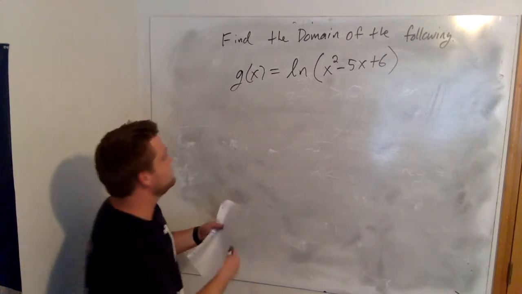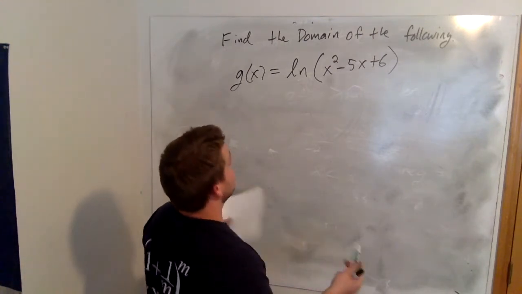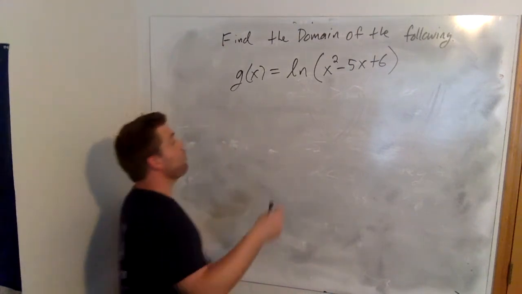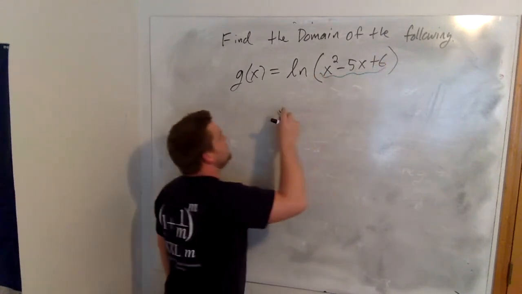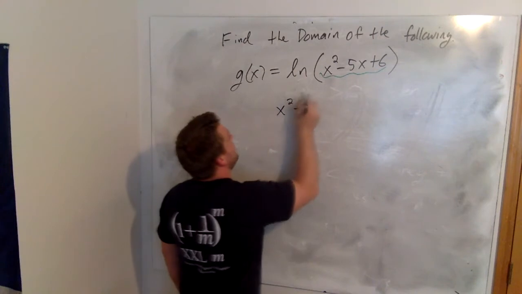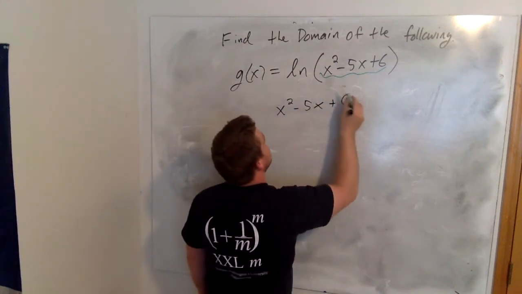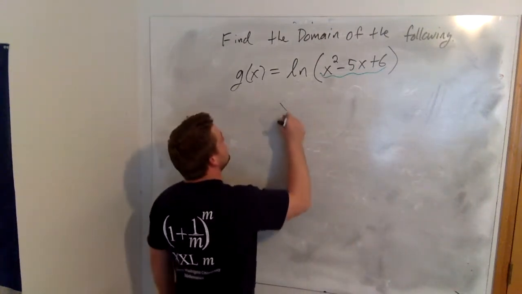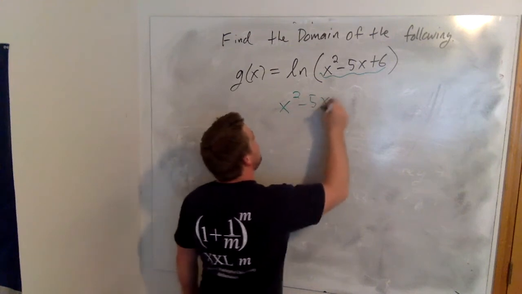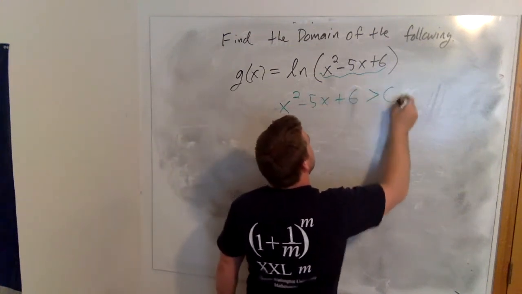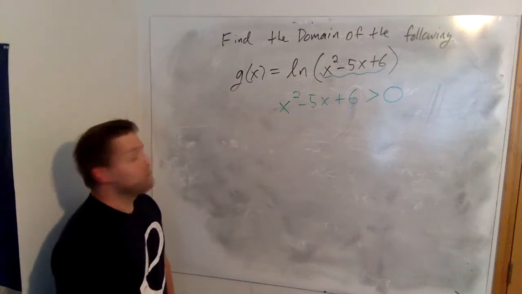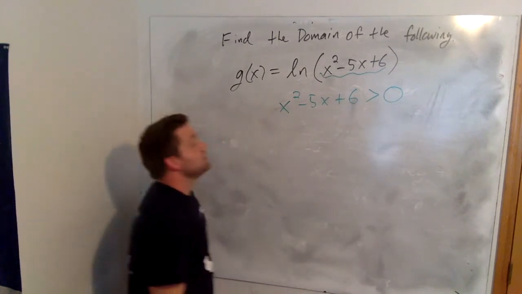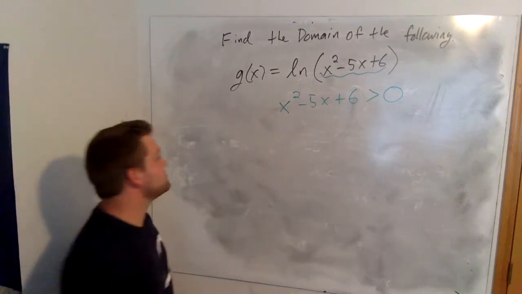Okay, let's do it. Let's think here. Well, what do we need to be true? We can't take a logarithm of 0 or any negative numbers. So what do we need? We need x squared minus 5x plus 6 to be strictly bigger than 0. So what we want to know here is, when is this quadratic bigger than 0? This is a situation where we're going to want to factor and make a sign chart.